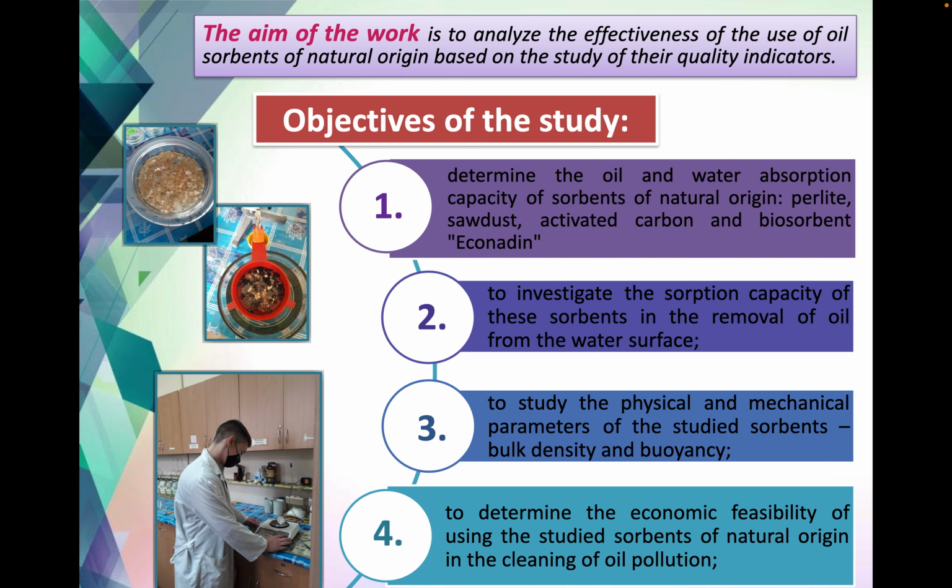The goal of this work is to determine the effectiveness of the use of oil sorbents of natural origin by analyzing their quality indicators. To achieve the goal, the following tasks were set: to investigate oil and water absorption capacity of sorbents of natural origin, perlite, sawdust, activated carbon, and the biosorbent econidin; to study the oil capacity of these sorbents when removing oil from the water surface; to determine physical and mechanical parameters of the studied sorbents, bulk density and buoyancy; to calculate the economic efficiency of using the studied sorbents of natural origin in cleaning oil pollution.